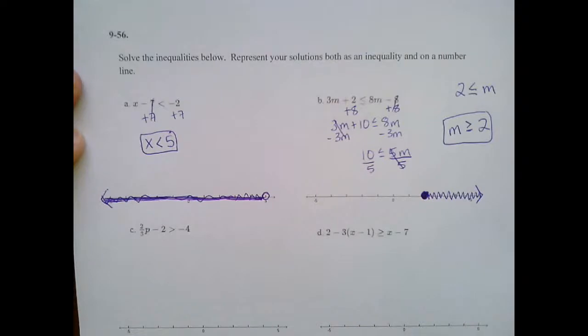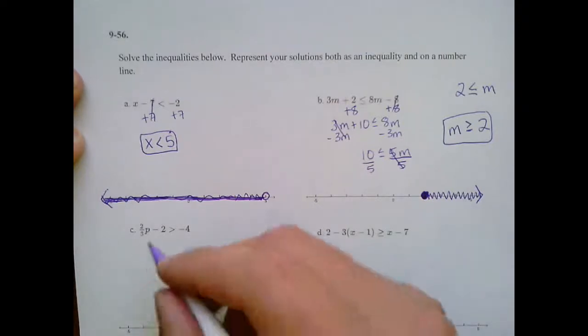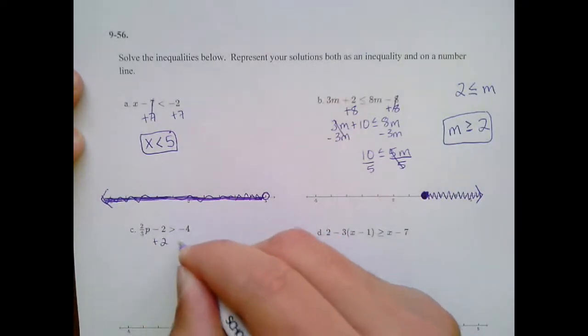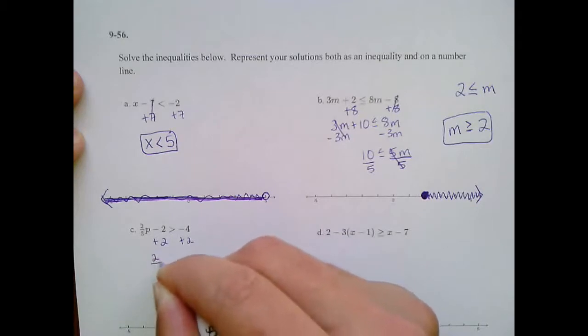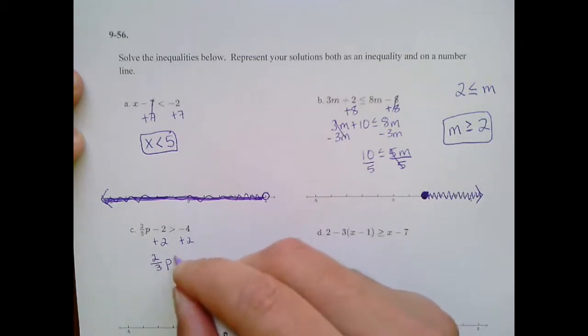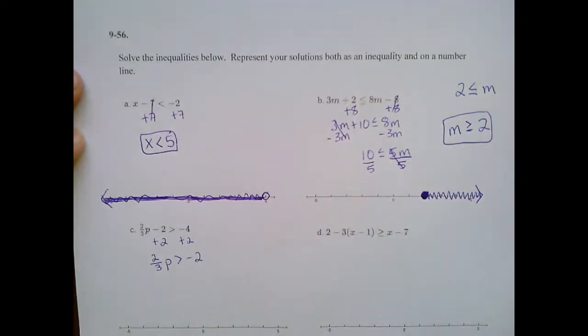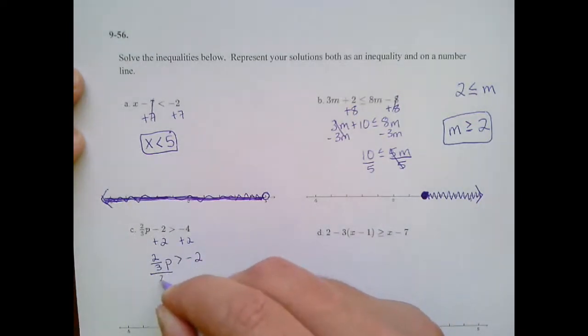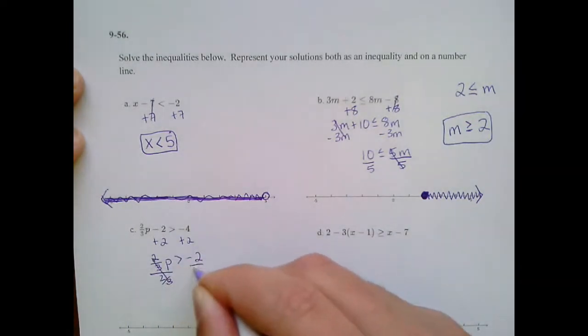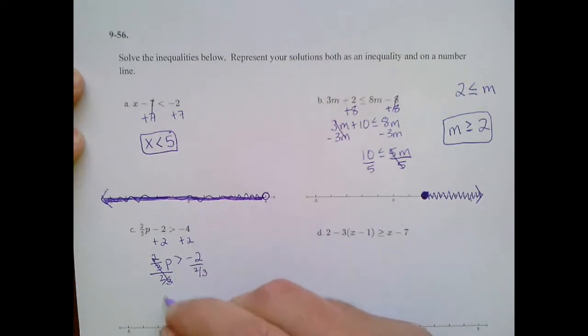Okay, guys, let's finish up. How about C? Well, to get rid of a negative 2, I can add 2. So here I have 2/3 p is greater than negative 4 plus 2, which is negative 2. If you want, you can use your calculator for this part. I see them next to each other, so you could say divide by 2/3. That could cancel off this, and it's positive, so then p is greater than.